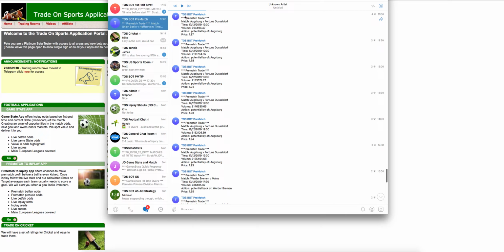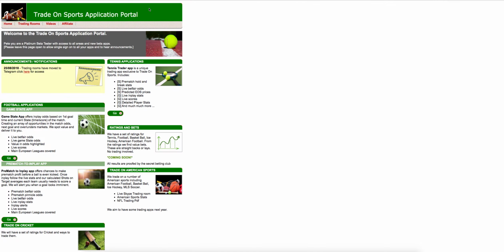Here, the Telegram bot has come out with a pre-match trade: Augsburg versus Dusseldorf. The time of the game kicking off is 7:30 this evening. Volume on the match is 94,000. And the action is potential lay of Augsburg, price 1.87 at 11 o'clock. So let's have a look at what this actually means.